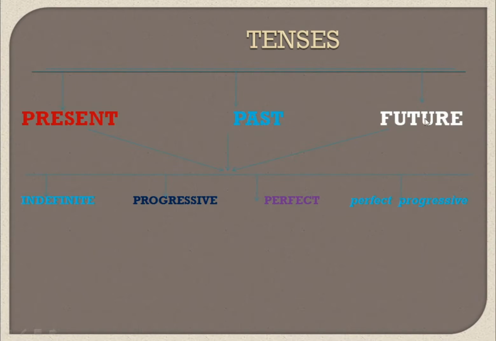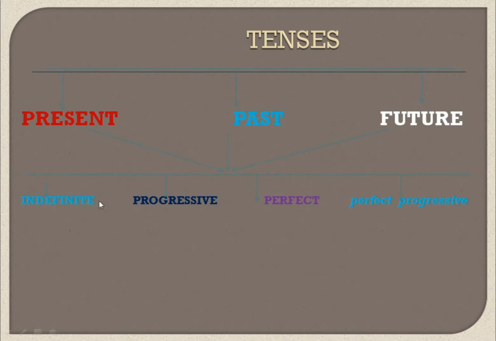And each tense has been classified into four parts. They are indefinite, progressive, perfect, and perfect progressive. Present indefinite, present progressive, present perfect, and present perfect progressive. Similarly, past indefinite, past progressive, past perfect, and past perfect progressive. Similarly, future indefinite, future progressive, future perfect, and future perfect progressive.